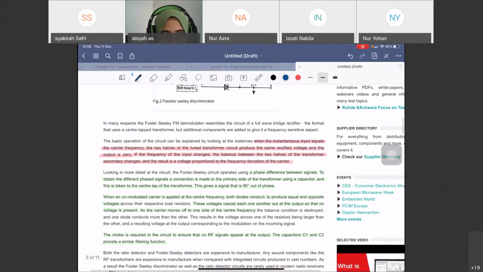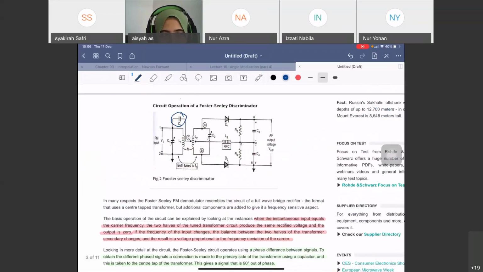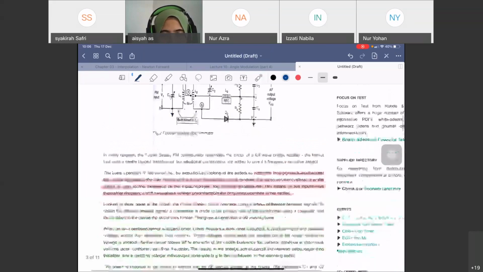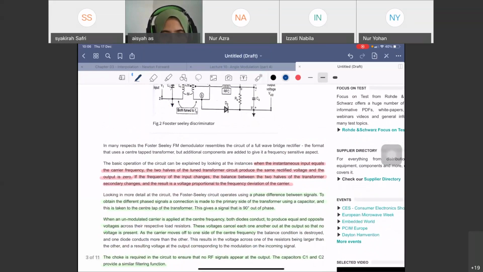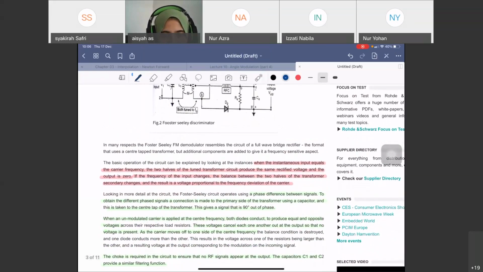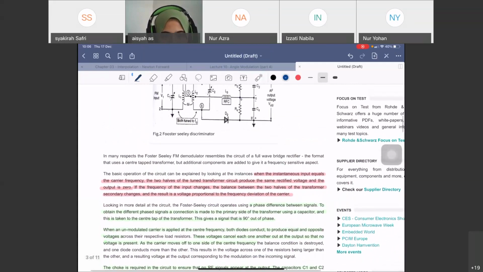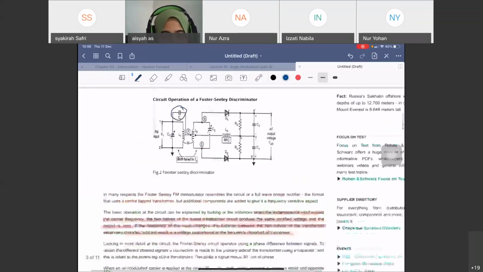However, as the carrier moves off to one side of the center frequency, the balance condition is destroyed. So this will result in the voltage across one of the resistors being larger compared to the other one. And then this will result in a voltage at the output corresponding to the modulation on the incoming signal.